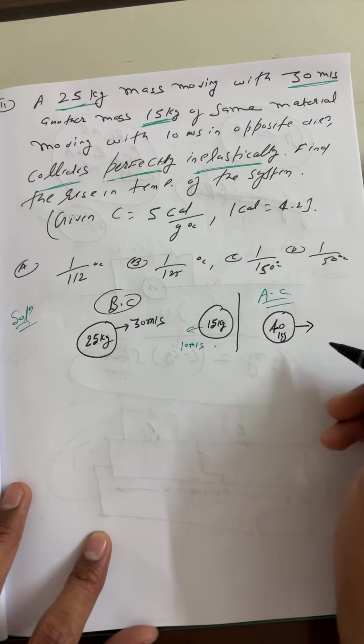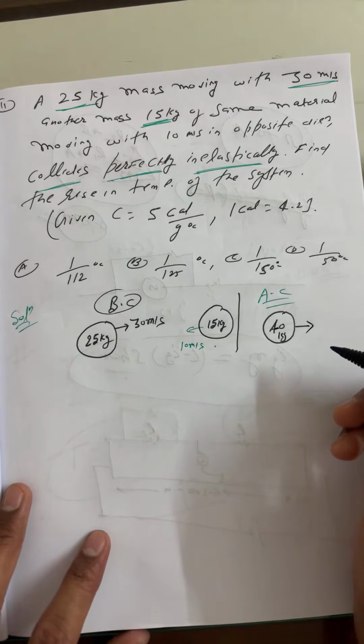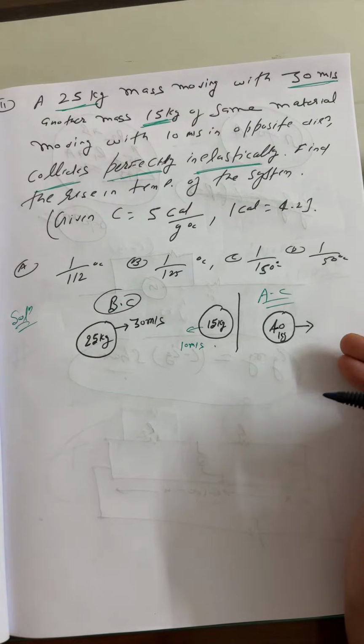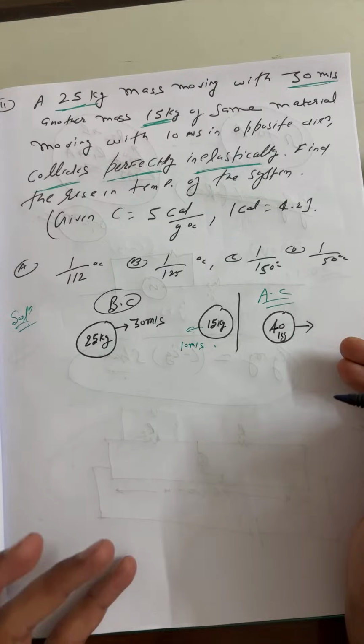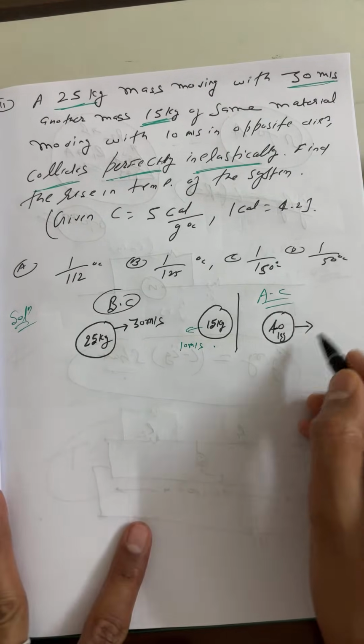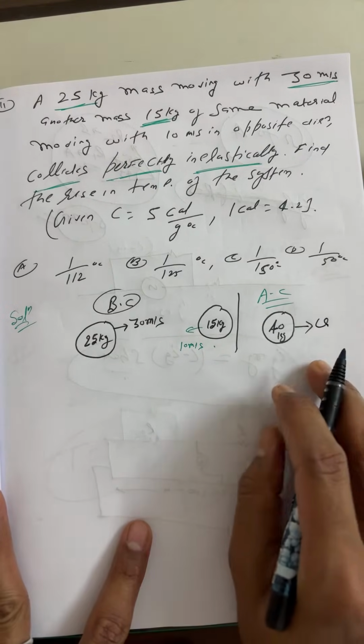And this will move. How is it possible? Same ID, there are many candidates. Why are you spamming? The 40 kilogram will move with this velocity v.